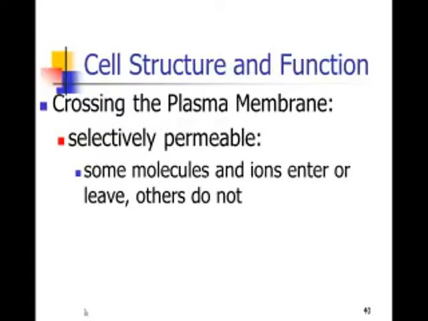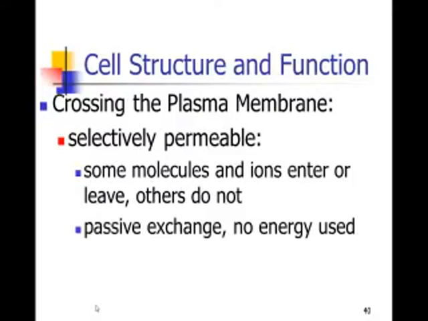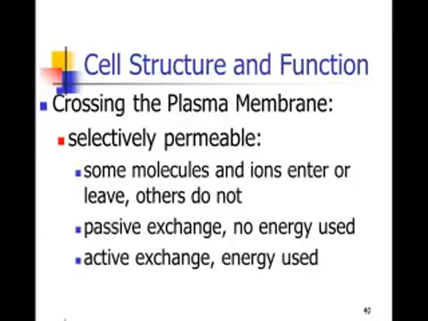Now, as I mentioned, the plasma membrane is selectively permeable, and what that means is that some things can go and come out of the cell, go into the cell, and others don't. And this is both going to include molecules and ions. If we have passive exchange, the material moves in and out of the cell without any energy being used to do the movement. If we have active exchange, energy is used, and the amount of energy can be really quite substantial. It can go up as high as 40% of the cell's energy budget being used to move materials through the cell membrane.